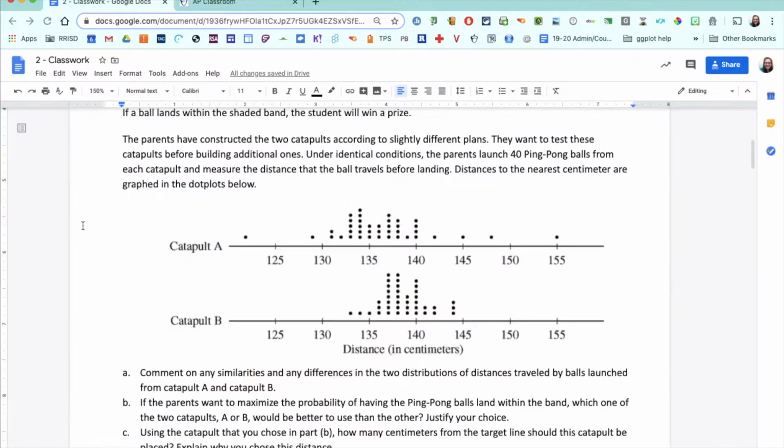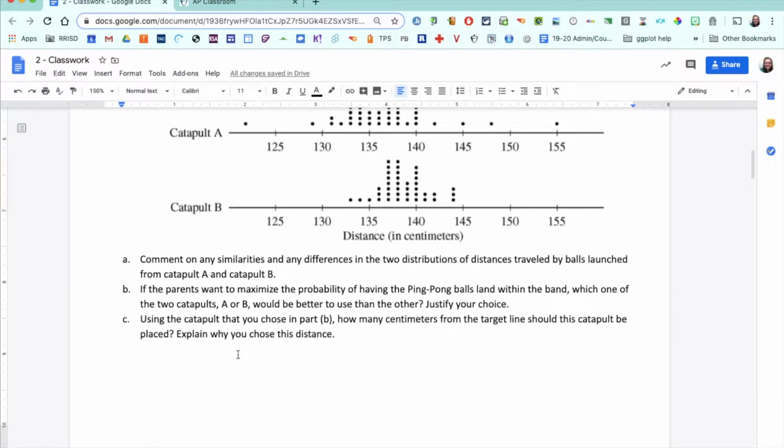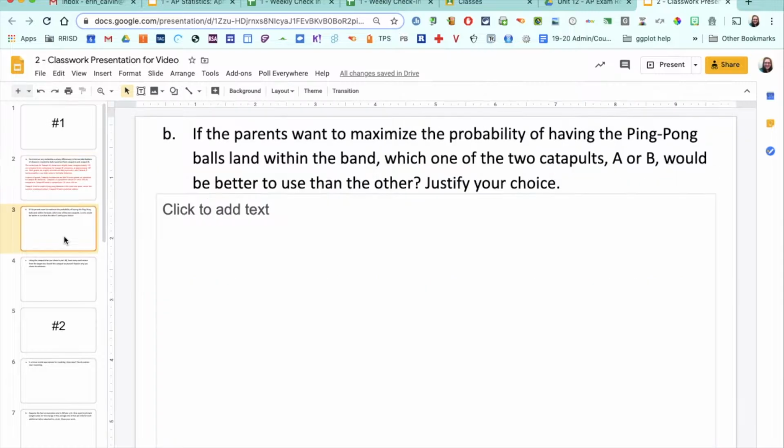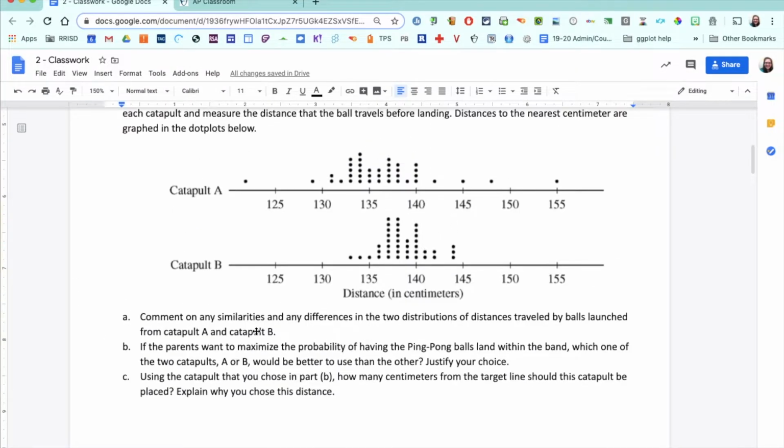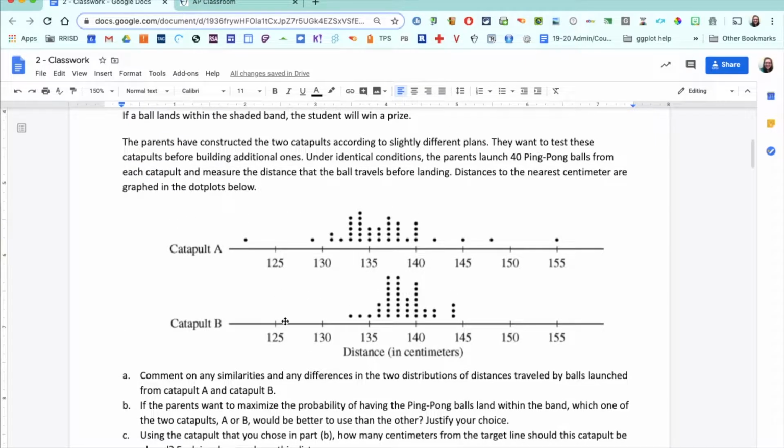So moving on to part B. Part B asks if the two parents want to maximize the probability of having ping pong balls land within the band, which one of the two catapults, A or B, would be better to use? So the answer to that question, based on our graphs, is catapult B, because catapult B has a much lower or narrower spread, which means overall it's much more consistent. So the kids are going to get within that 5 centimeter band a lot more often.